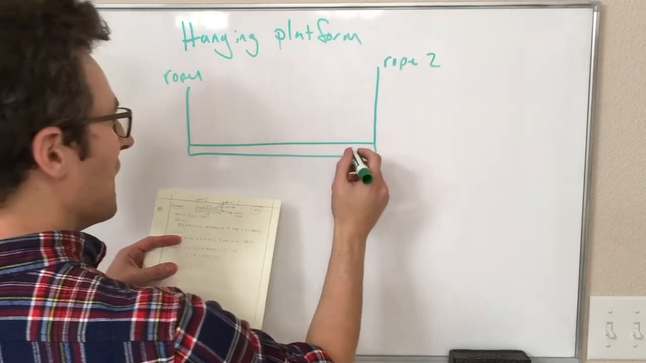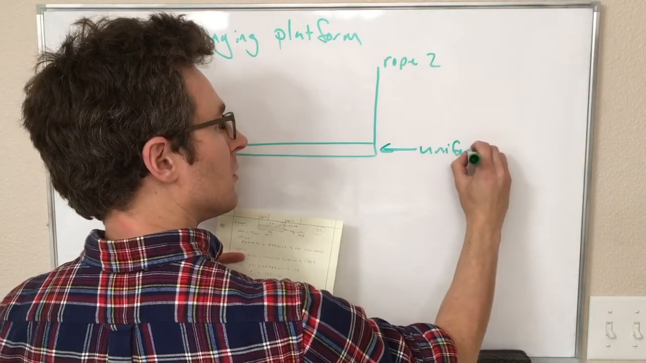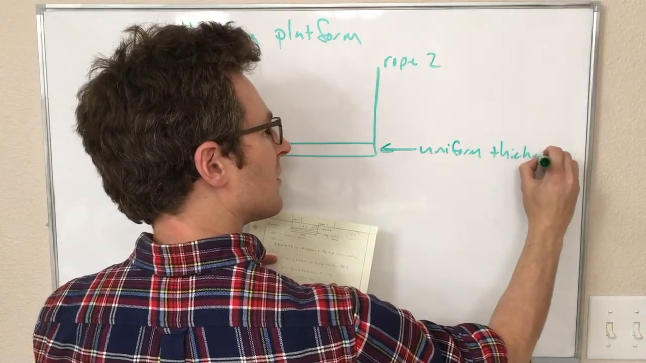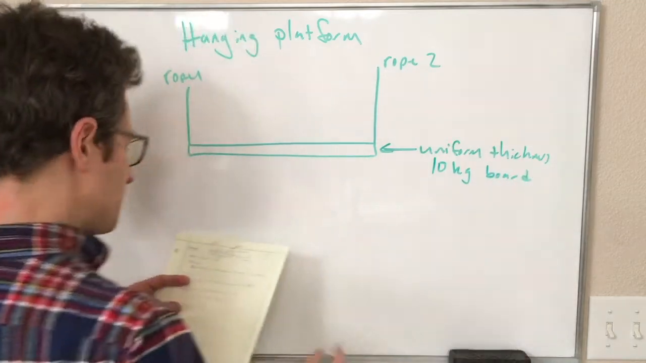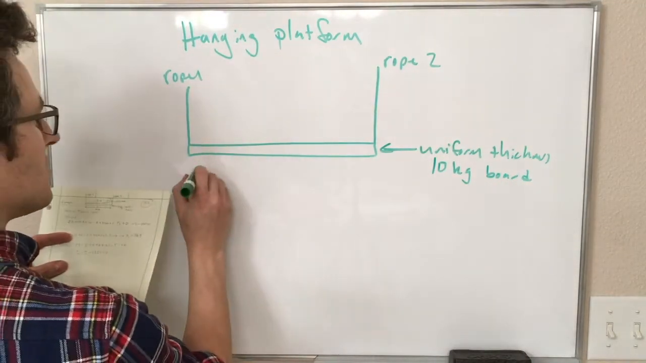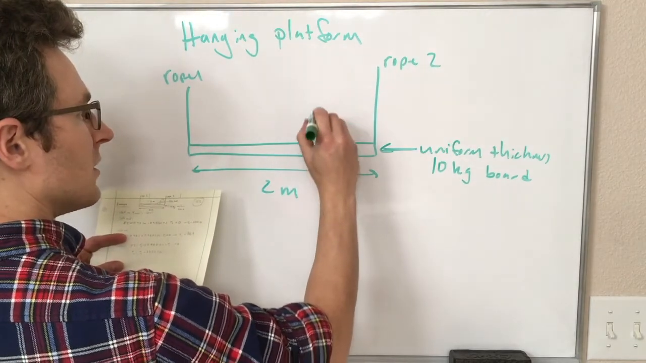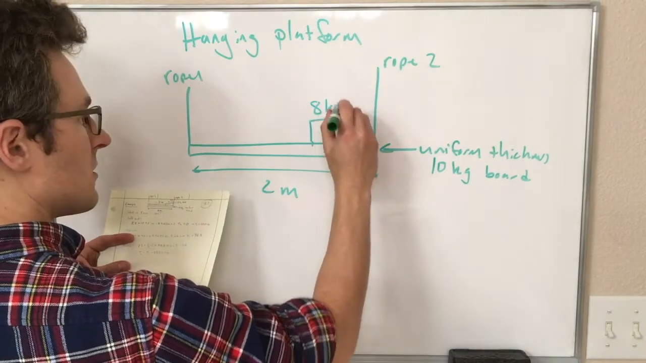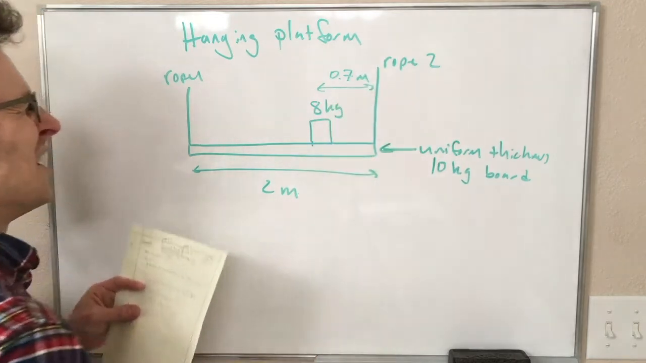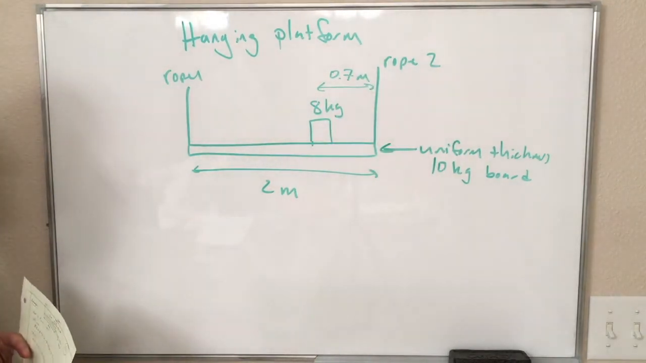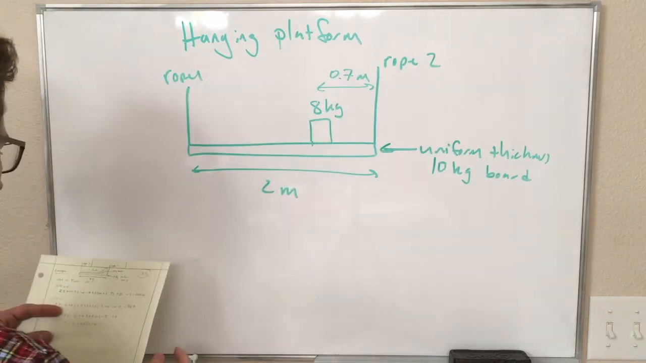Anyway, this platform is uniform and has a mass of 10 kilograms. It is 2 meters long, and on it there is an 8 kilogram box that is 0.7 meters from the edge. In other problems, we could add a person on here too. We'll just keep it to the one box.